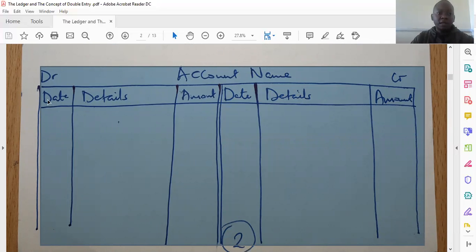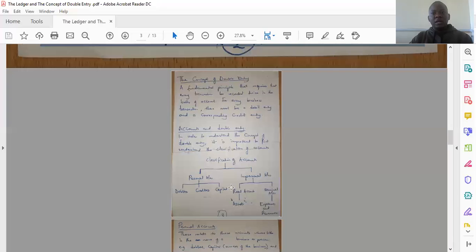So on both sides we have the date column, the details column, and the amount column. On the debit side, the date column is used to record the date at which the transaction took place. We have the details column that describes the transaction, and we have the amount column that mentions the amount that was involved in that transaction. And then on the other side, the same columns are seen: the date column, the details column, and the amount column. So that is the ledger.